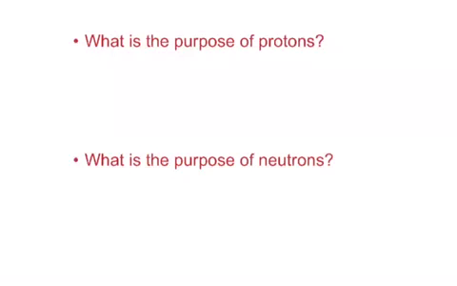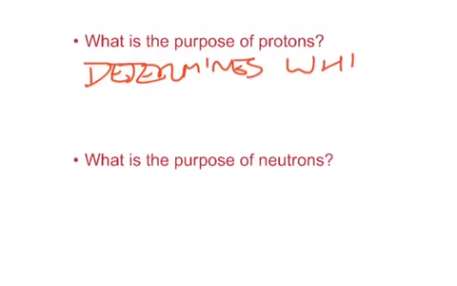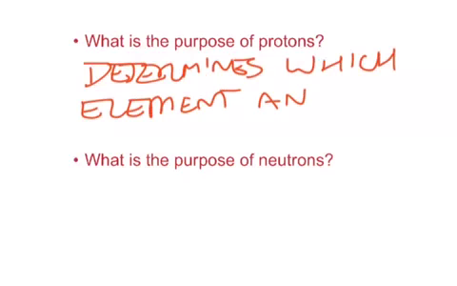So, what is the purpose of a proton? Well, what we've talked about in the past is it determines which atom, or which element, an atom is. If we go from 92 protons to 6 protons, we go from uranium to carbon. The number of protons is what determines the element.